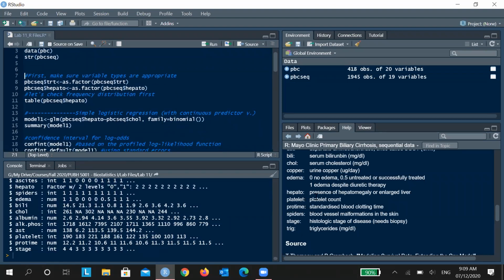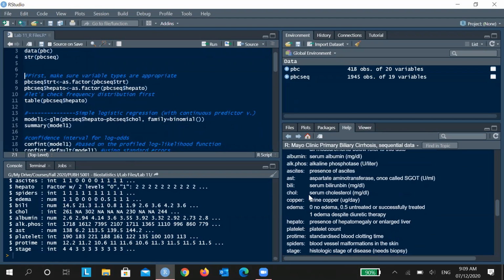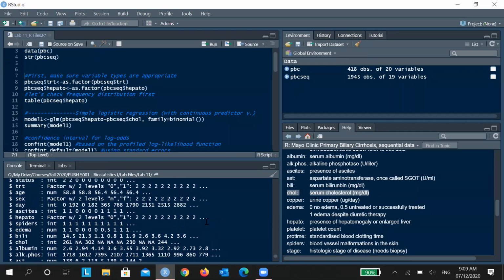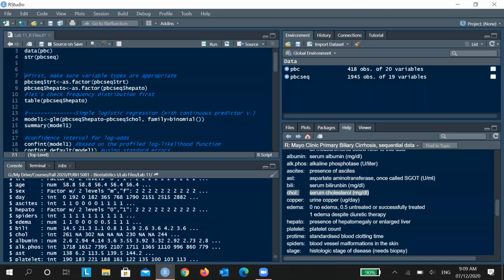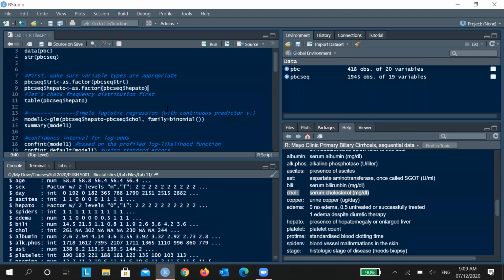The cholesterol, we have used this variable before from the previous data set, the main PBC data set. So cholesterol is a continuous variable. It should be a continuous variable in the data dictionary as well, which is indeed the case. So let's first start with logistic regression.